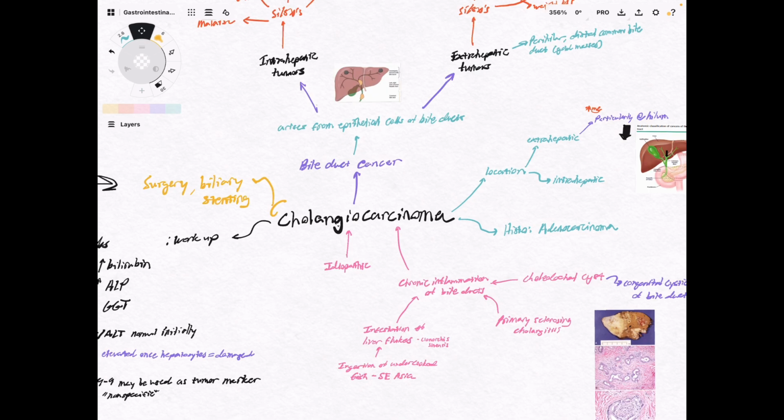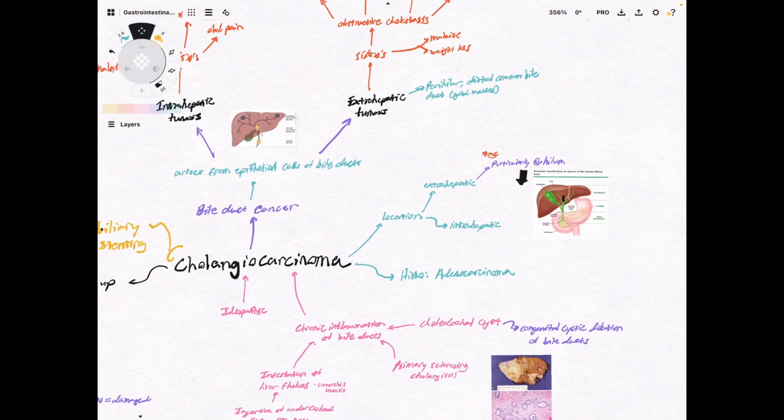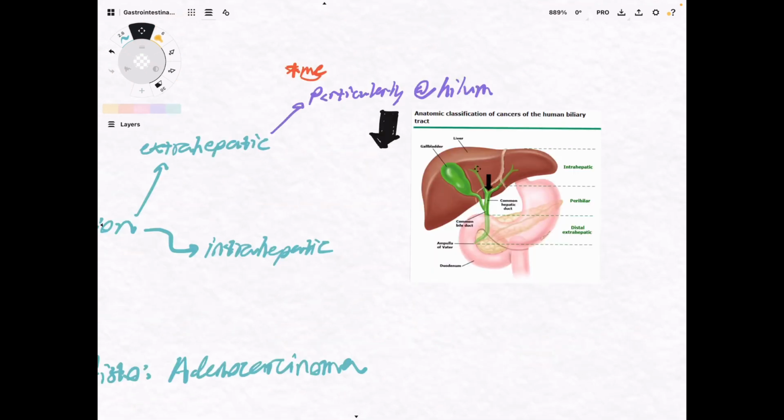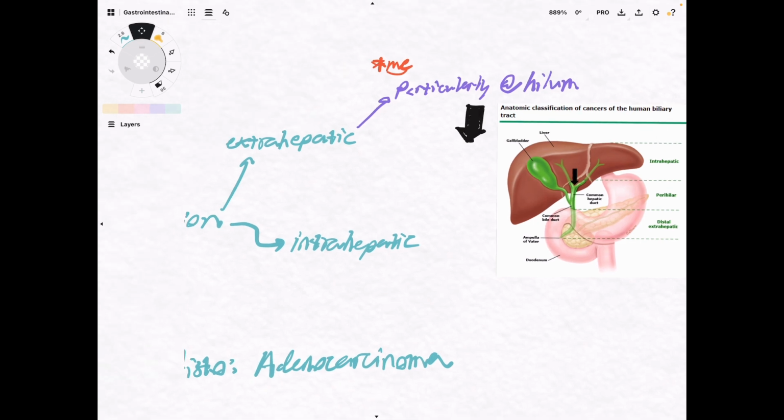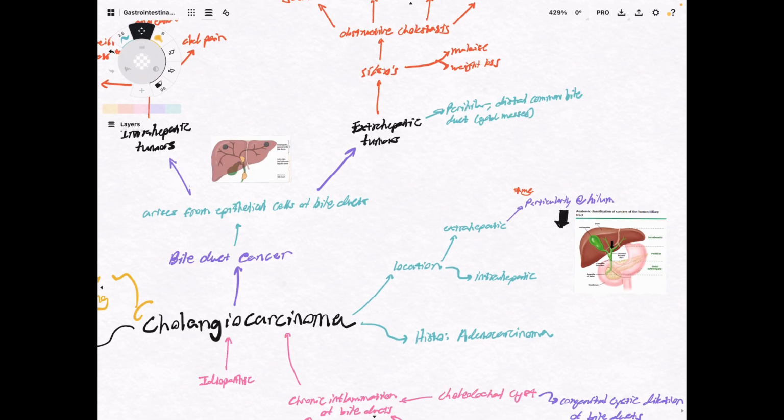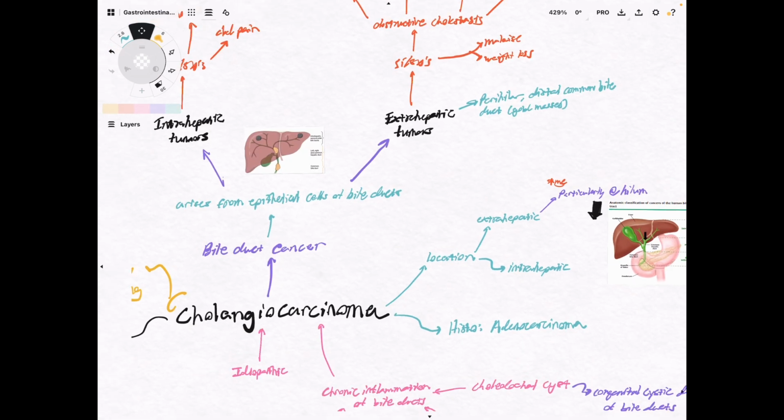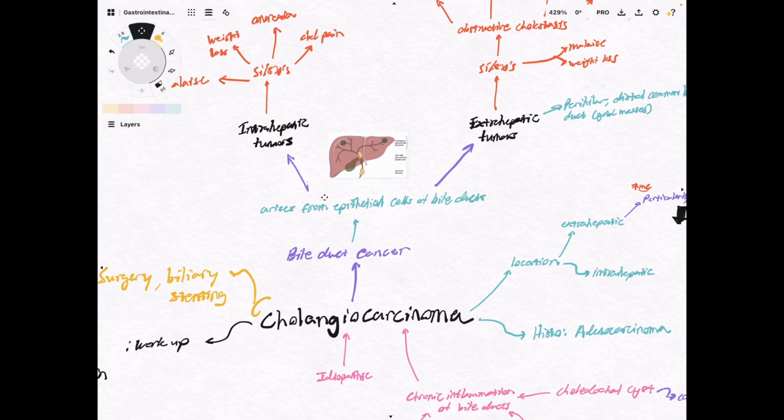And then you can see locations. So extrahepatic is primarily going to be located at the hilum. So the hilum is where the hepatic ducts come together to form the common hepatic duct. Okay. And then it can also be intrahepatic. So again, it arises from epithelial cells of bile ducts. And we're now going to talk about the symptoms of each one.